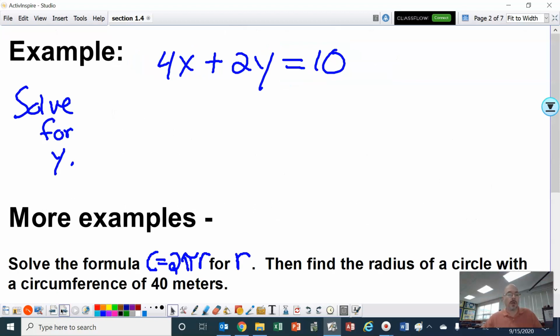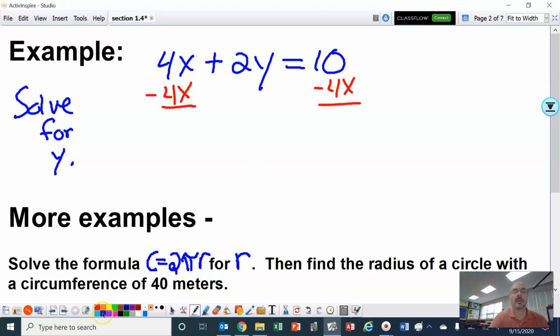So the very first one, which you should be familiar with, you did this in intermediate algebra or algebra 1 if you were at a different school. We have 4x plus 2y equals 10. We want to get y by itself, so we're going to solve for y. So step number 1, we're going to go ahead and get rid of the 4x. All right, so to do that, remember, we're going to subtract 4x from both sides.